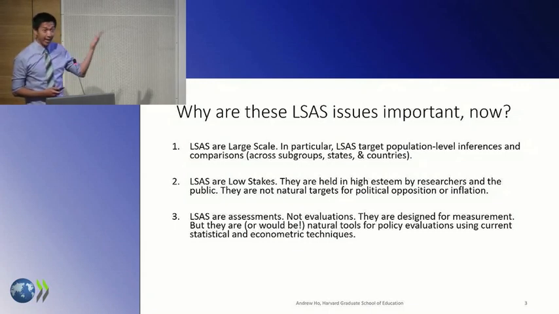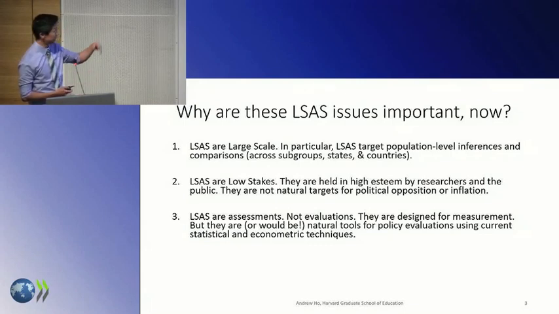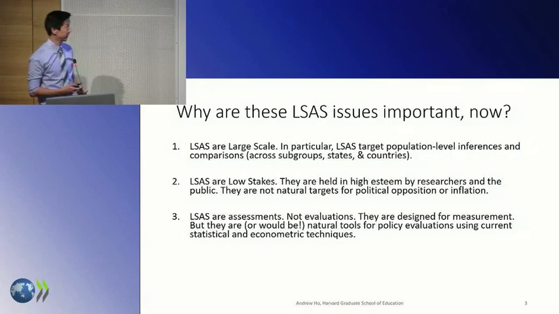Third, LSAS, the A in there, is for assessments. They are not evaluations. They are not designed to be, right? So they're designed for measurement. And I think part of what you're hearing in this tension here is a psychometrician saying, we designed this for this purpose. And Jesse, speaking for economists, is saying, but they're really useful for this other purpose. We should enable people to use them for that purpose. And we're like, hey, hold on. That's not how they were designed. And so this is the conversation we're having, right? They're for one purpose, they're for another purpose. And if we have conflicting purposes, we're going to have conflicting methods, right? So as I say here, they are, or they would be, if we did some other things that we're going to talk about today, natural tools for policy evaluations using current statistical and econometric techniques.